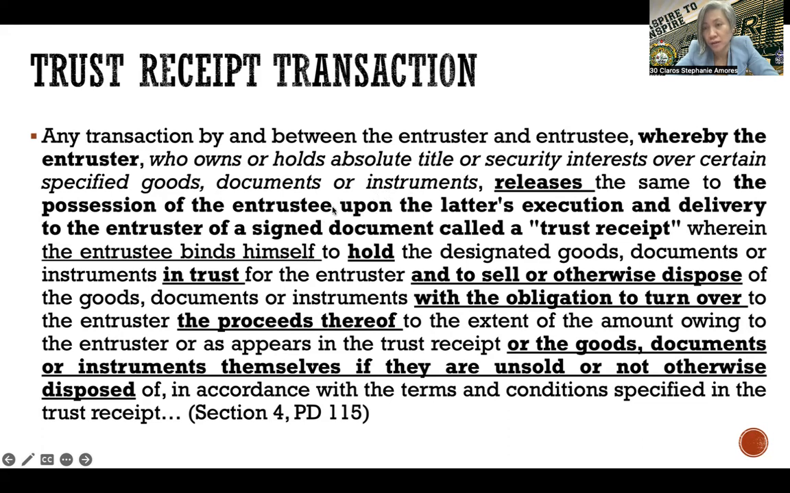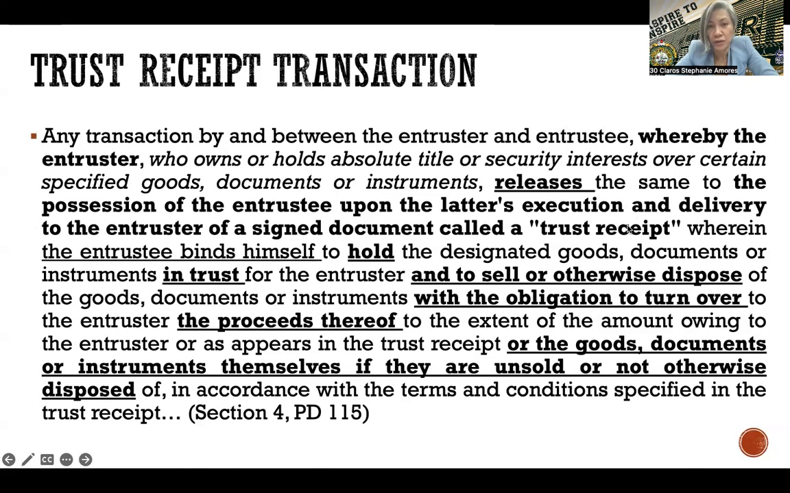Don't forget this, guys, the subject matter of the trust receipt, which is the GDI, goods, documents, or instruments, whereby the entruster releases the same to the possession of the entrustee upon execution and delivery to the entruster of a signed document called a trust receipt. So that's the first clause.